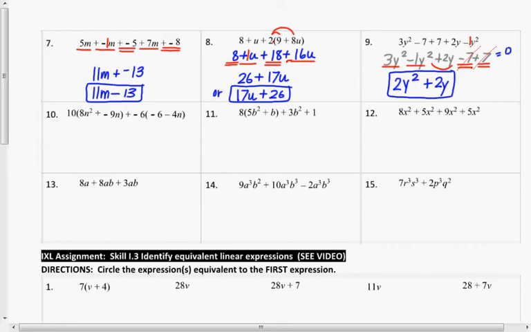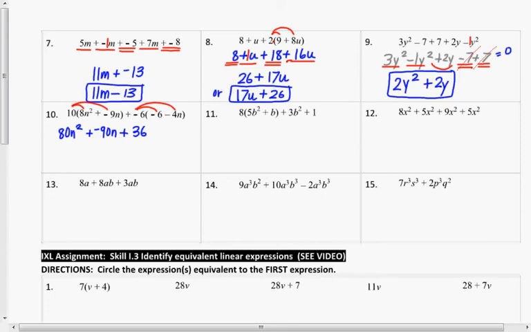All right, they start to get a little more complicated here. Again, if you have parentheses in an expression, your first order of business should be to use the distributive property in order to clear away those parentheses so that you can do the addition and subtraction. You have to multiply before you can add and subtract. So first 10 times 8n squared will be 80n squared. 10 times a negative 9n would be a negative 90n. And then negative 6 times negative 6 would be positive 36.